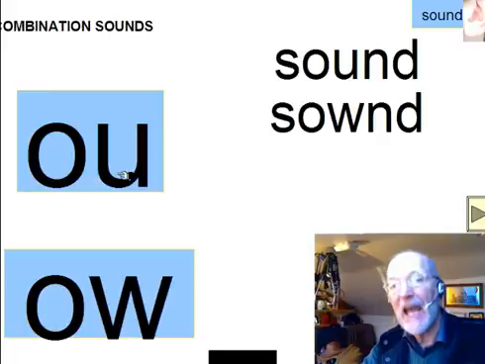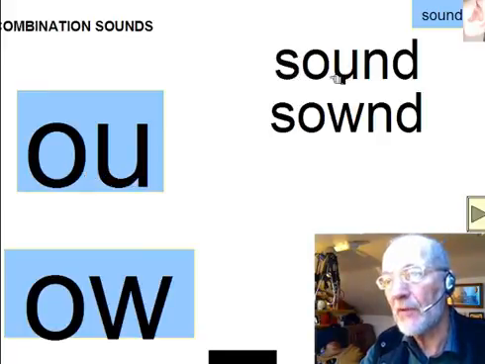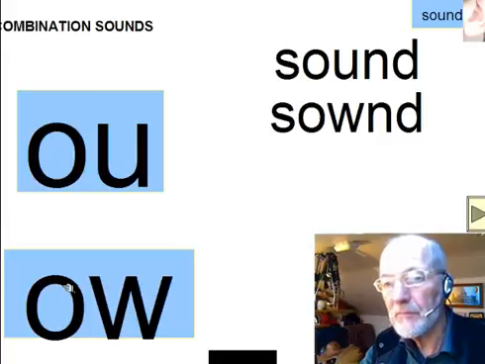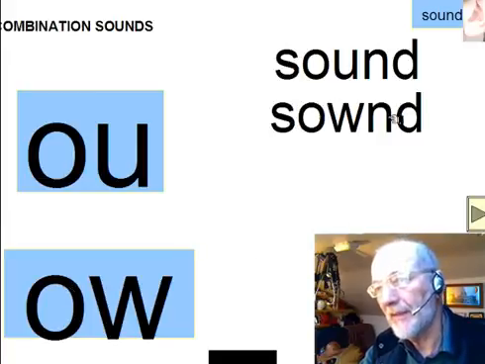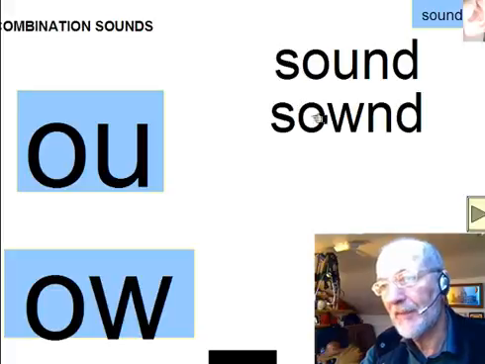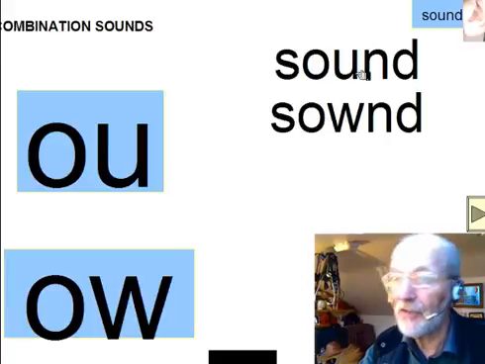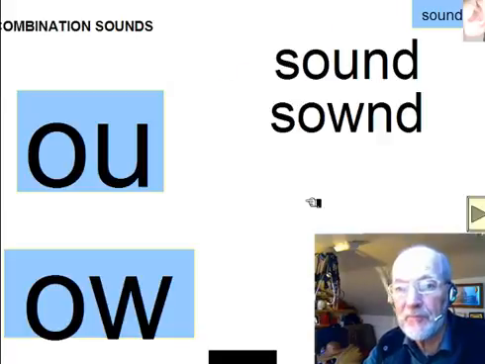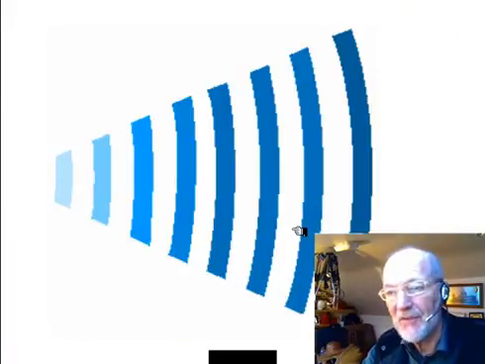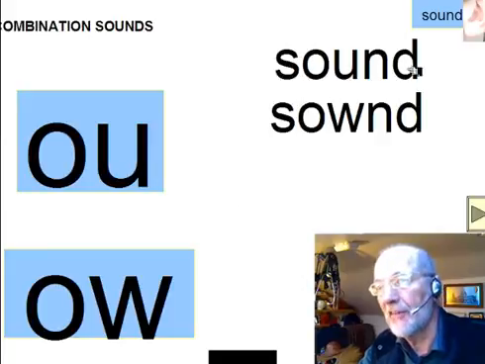Now this one is ow, as in sound. You could have it written like that. That would still give you the sound, sound. But this is the correct way. So you'd say sound. There's a sound. Ow for sound.